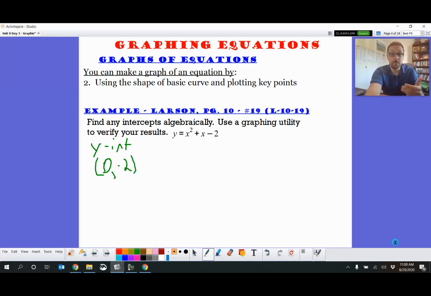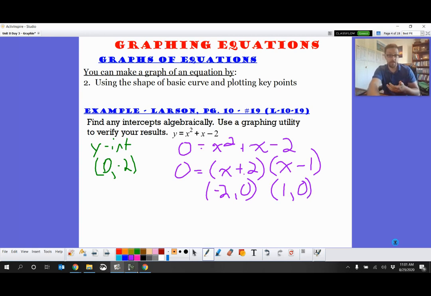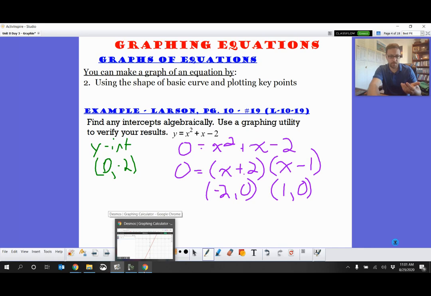Done. For your x-intercepts, you actually have to do the work of setting it equal to 0 and factoring and all that jazz. So 0 equals x squared plus x minus 2. So 0 equals (x + 2)(x - 1). So our two x-intercepts are at -2, 0 and 1, 0.